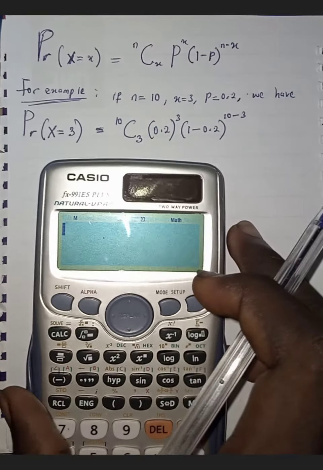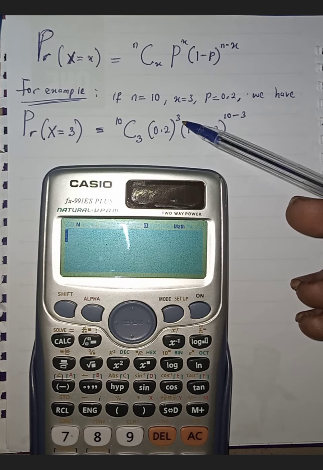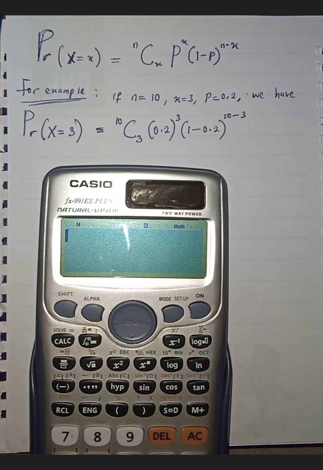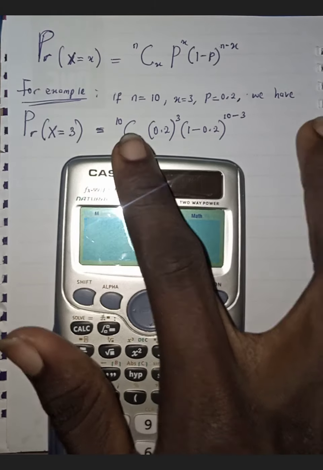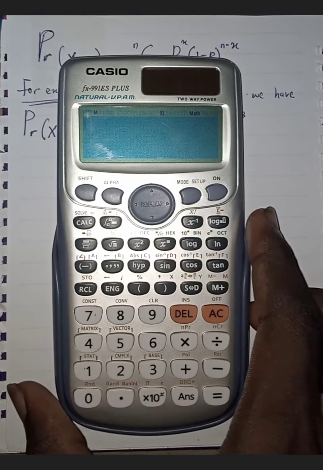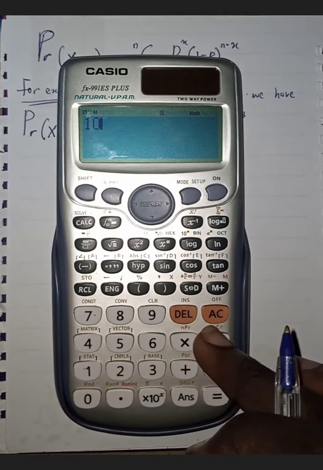Take for instance, if you are making use of the natural display calculator and I want to press 10 combination 3, 0.2 raised to the power of 3, (1 minus 0.2) raised to the power of 10 minus 3. All you just need to do is switch on your calculator as usual, then press 10 combination 3. You will see a particular combination sign on the division button, so you need to press shift and divide.